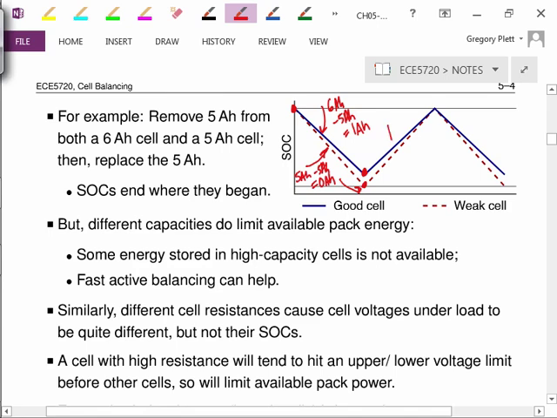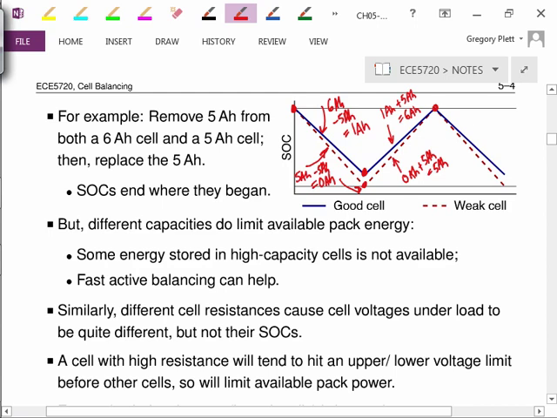Let's look at the charging. So this is 1 amp hour plus 5 amp hours equals 6 amp hours. Oh, it's full again. And this one here is 0 amp hours plus 5 amp hours equals 5 amp hours. Well, the weak cell is full again too. It's up to its capacity.